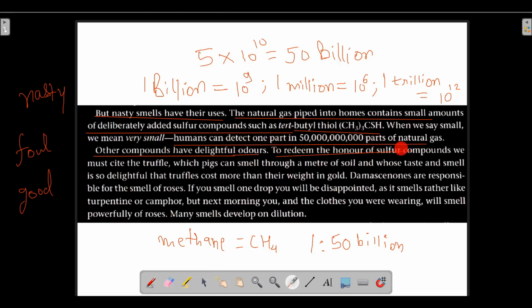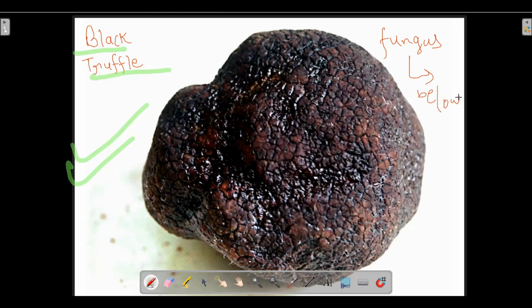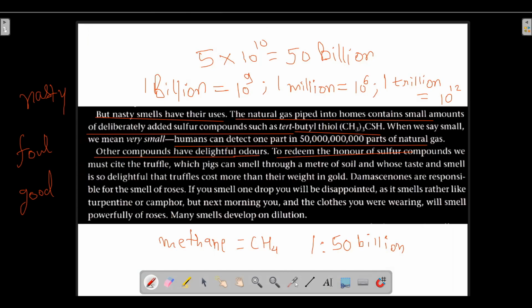To redeem the honor of sulfur compounds, we must cite the truffle. Now, what does it mean by truffle? Truffle is a fungus which looks like this. This is black truffle. This particular figure shows black truffle. This is a kind of fungus, and it grows below the soil. Like 0.5 meter below the soil, 1 meter below the soil, like that.